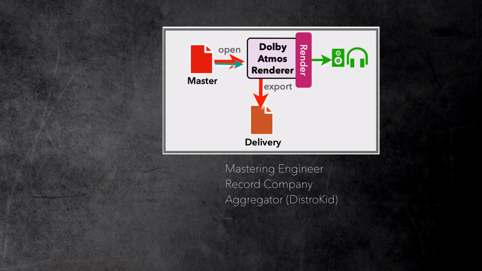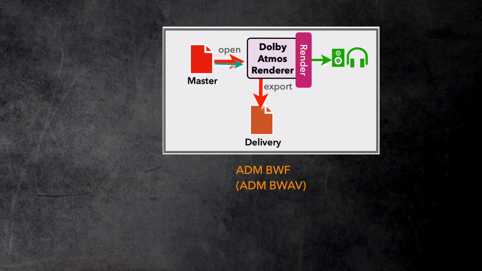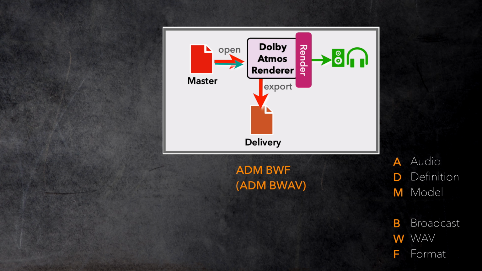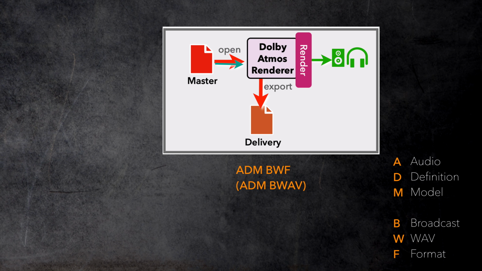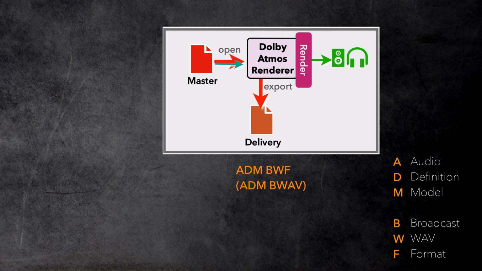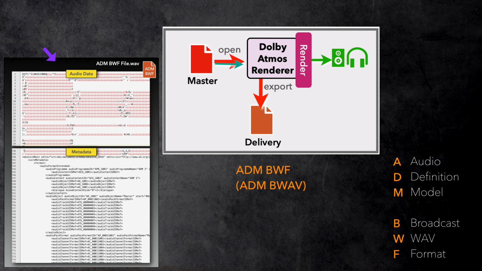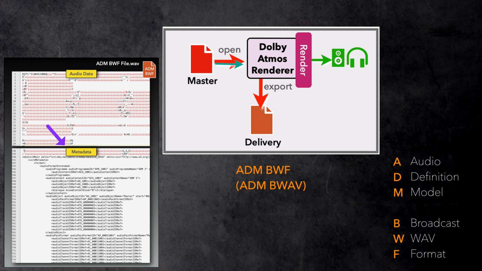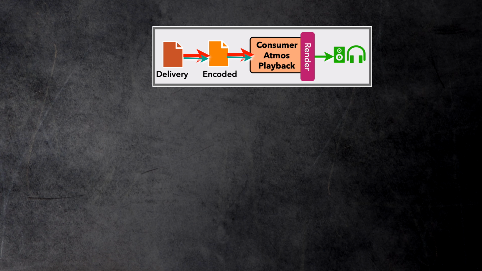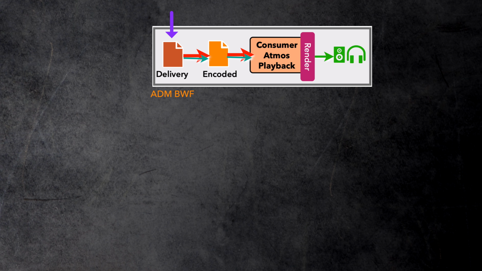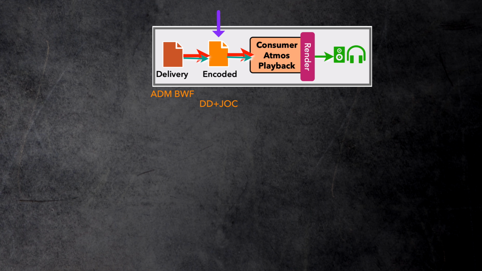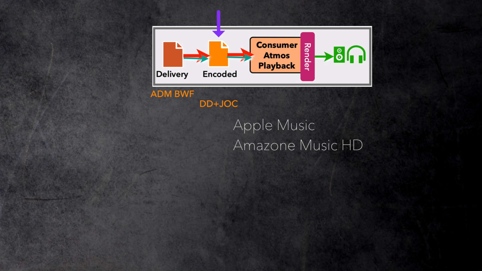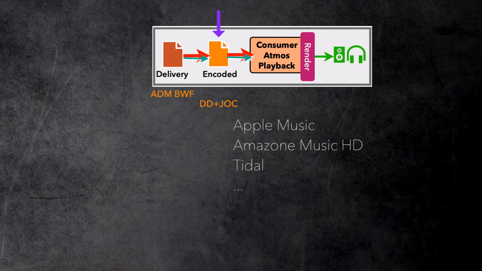That exported file format is an ADM BWF file that you will hear a lot of in the future. This audio definition model broadcast wave format is like a WAV file on steroids. It contains the up to 128 audio channels plus the corresponding pan control metadata and all sorts of other metadata. That ADM BWF file will then be encoded into yet another special bitstream format that will represent your Dolby Atmos mix distributed to the end user via the various music streaming services.